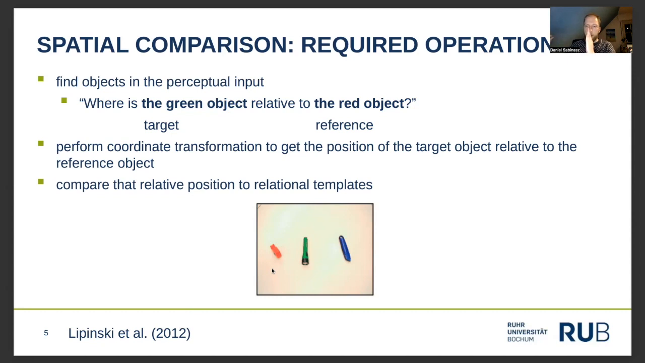And analogously, if the relative location were like this, we wanted to respond it's to the left. And if the location were here, we wanted to respond on top or above, and here would be below. That's the x-axis here. And these are all the spatial relations that we're going to address in this model.